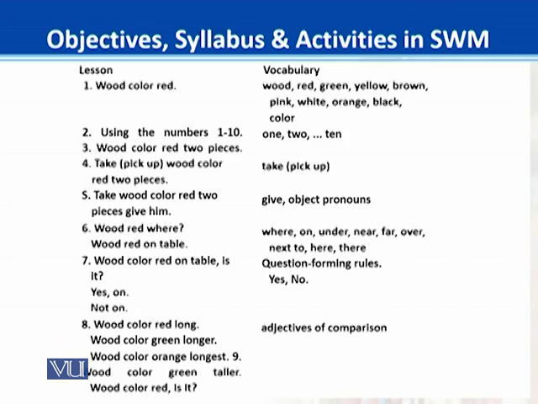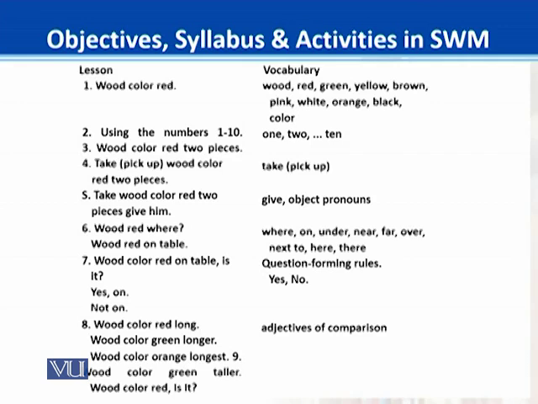At the next step, wood red, where. Now what happens? Where is the new item that is added, and in response to that, wood red on table, wood red in the room, wood red under the table, near the table, far or over the table, next to the table, here and there, etc. This is a list of vocabulary items that the teacher can exploit at this stage.